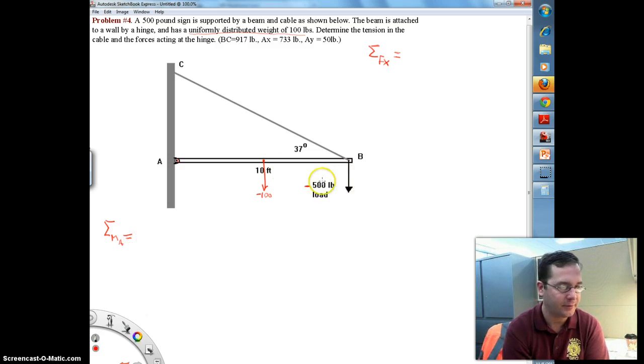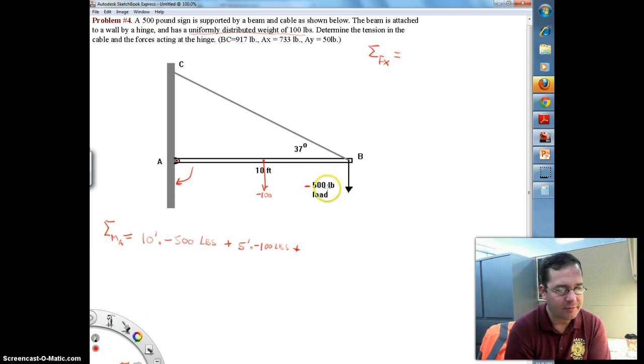So the sum of the moments about point A, well, what do they equal? Well, you have this 500-pound load that is 10 feet out from point A. So distance of 10 feet times negative 500 pounds. Plus, you have the moment created by the weight of the beam itself, which is effectively 100 pounds at a distance of 5 feet. So 5 feet times negative 100 pounds. And notice that both of these are producing a negative moment, which is going to want to produce a clockwise rotation.